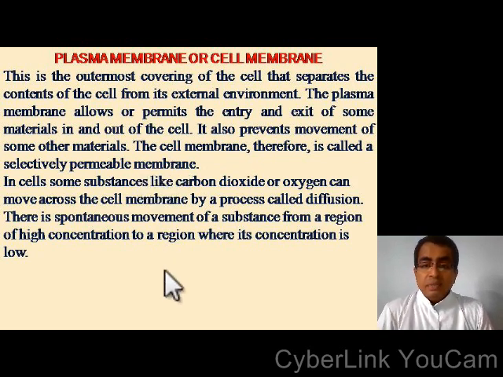In cells, some substances like carbon dioxide or oxygen can move across the cell membrane by a process called diffusion. That is a spontaneous movement of a substance from the region of high concentration to a region where its concentration is low.